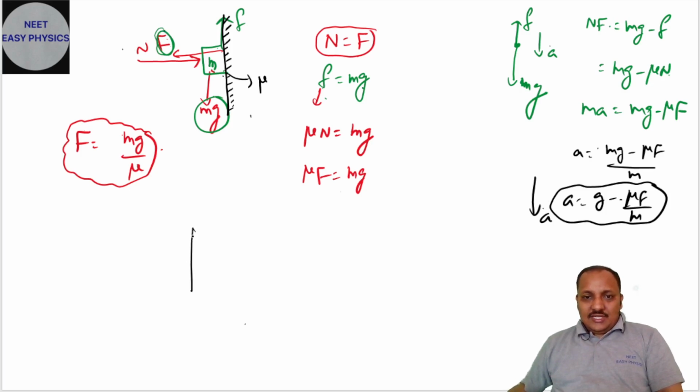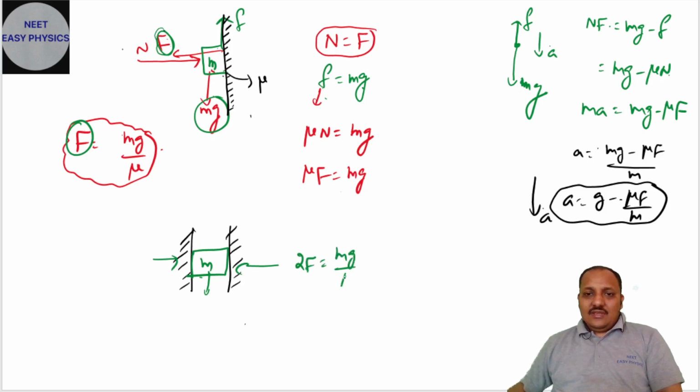Now this object is placed in between two walls. What is the force we have to apply so that this object does not move? At that time, whenever it is going to be F, here we have to apply two forces. Therefore, in this case 2F is equal to mg by mu. Simply, F is equal to mg by 2 mu. This is going to be the applied force. In the same case, they will ask, a vehicle is moving.